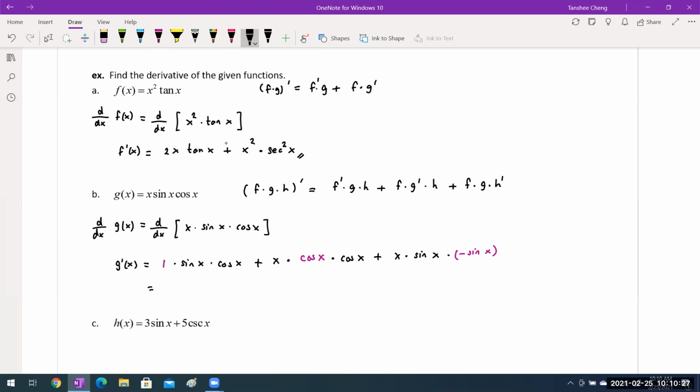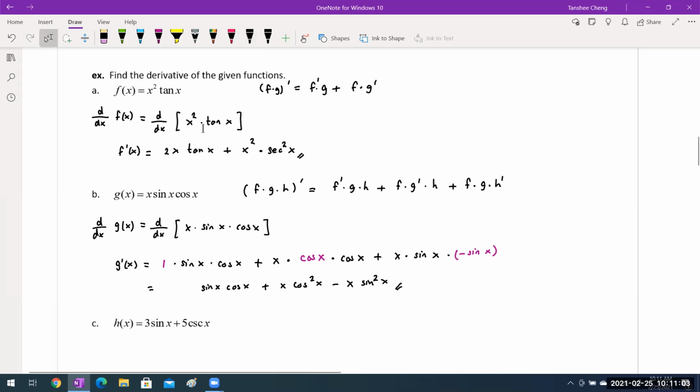So simplifying a little bit, that will be sine x cosine x plus x times cosine square x minus x times sine square x. You may factor out the x, and then you may use the identity to rewrite cosine square x minus sine square x as cosine 2x. But we cannot simplify any further from that point on. So I would just say we will leave it like this.